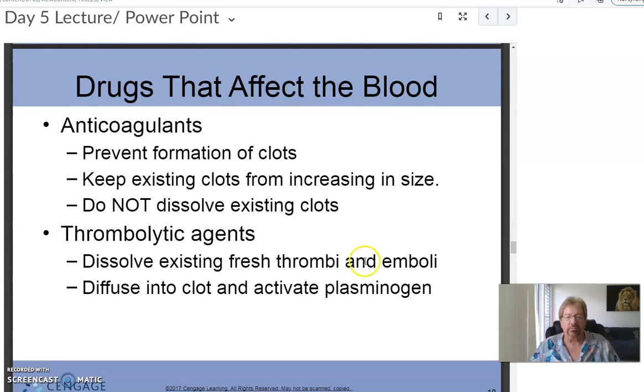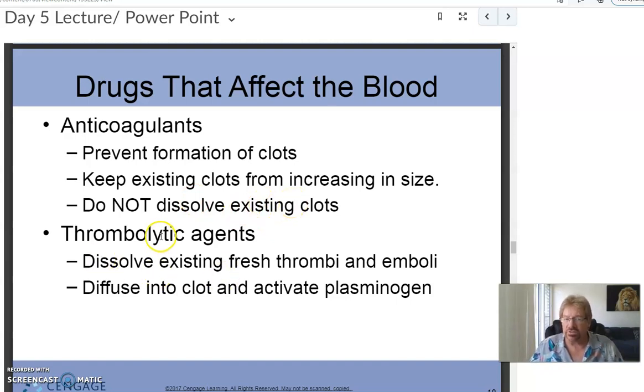Drugs that affect the blood, okay. Anticoagulants. Guys, what did I say the leading cause of death was? Cardiovascular. A lot of that's due to blood clots in the heart and in the brain. So anticoagulants, it's important to keep blood clots from forming in a patient who may have that tendency. Anticoagulants prevent formation of clots. They keep existing clots from increasing in size. However, they do not dissolve clots that are already there.